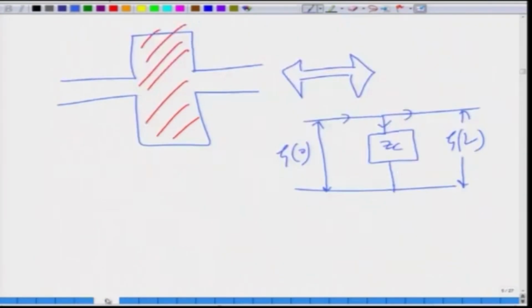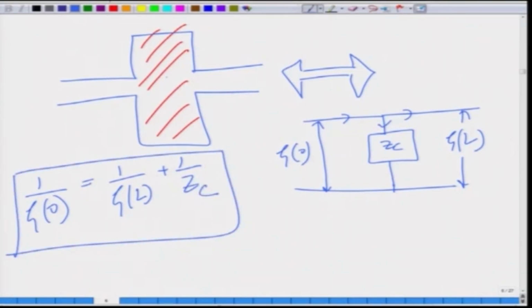This expression obviously can be written in the form 1 by zeta at x is equal to 0 is 1 by zeta at x is equal to L plus 1 by Zc. That means the impedance of the compliance, this entire thing, and the impedance at this section here are acting in parallel. That is how you get this representation. What is the meaning of all this discussion? It is important to note that what really matters is how Zm and Zc compare with zeta at x is equal to L.